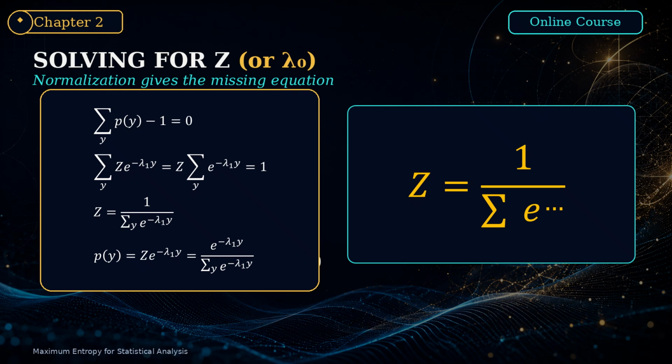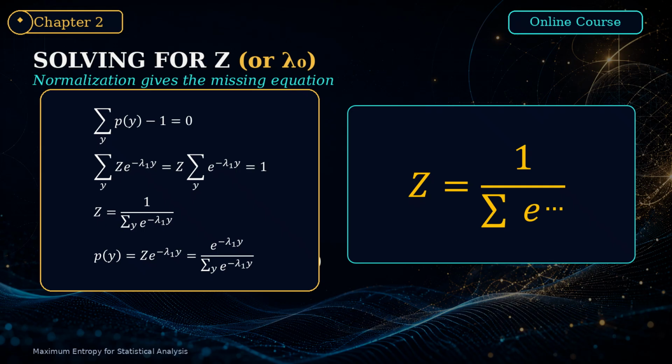Okay, so we're going to continue to solve this analytically, and we're going to try to solve for z. We could also solve for lambda naught, but we pulled z out because it makes things easier. The way that we do this is we bring in the normalization constraint. Remember, from the previous slide, we have as many derivatives of the Lagrangian as we have data points, and each of those is an unknown. But now we have two additional unknowns.